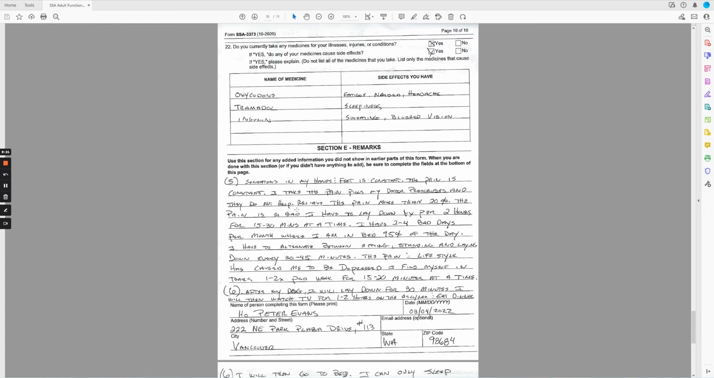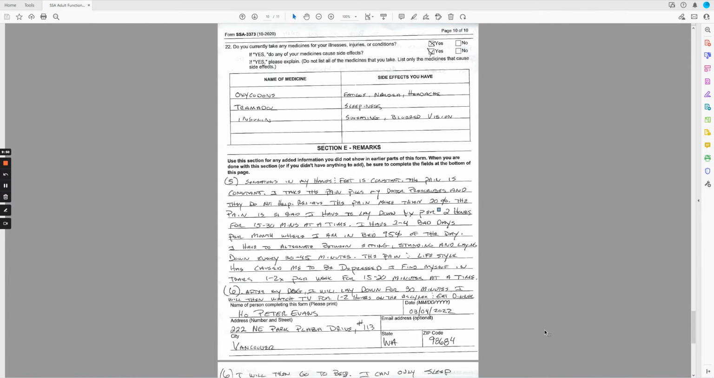The pain is so bad I have to lay down one time per day for 2 hours for 15 to 30 minutes at a time. So I have to lay down one time per day for every 2 hours. Sorry, I missed the word every, so now I'd go back and handwrite that in. So one time per every 2 hours. So right here I would handwrite in the word every, for 15 to 30 minutes at a time.